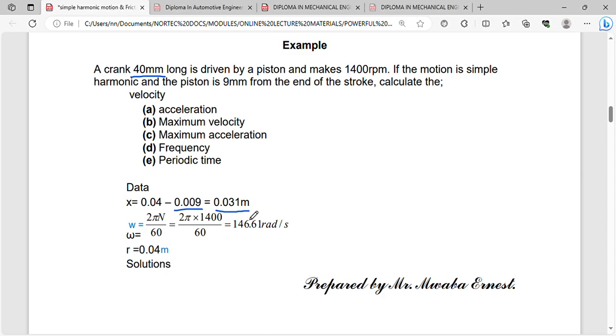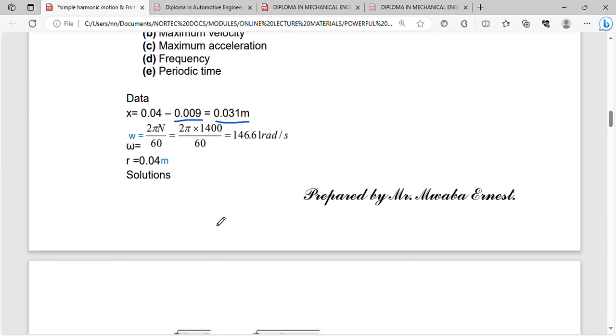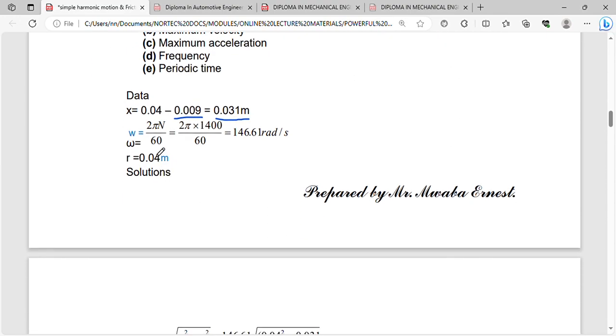0.031. Correct. Thank you. Then the other one is the 1,400 revolutions per minute. To convert it to radians per second, we use this formula: 2 pi n over 60. So 2 pi times 1,400 divided by 60.